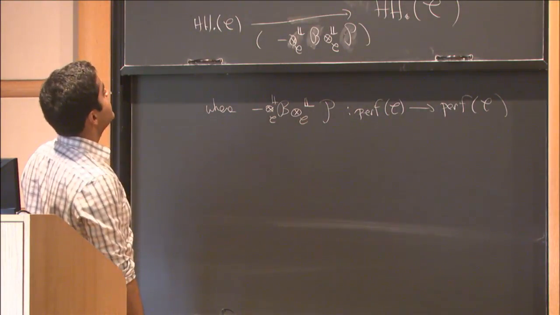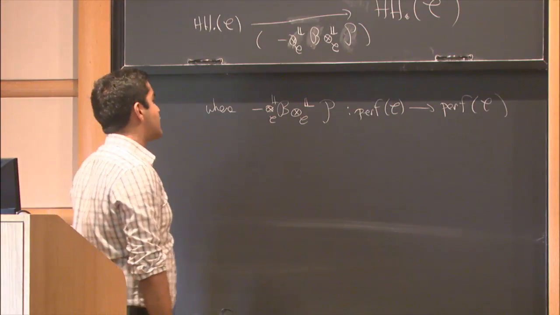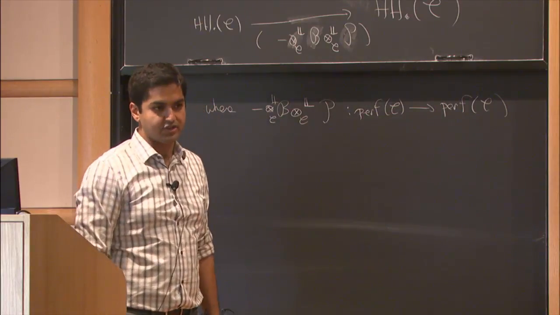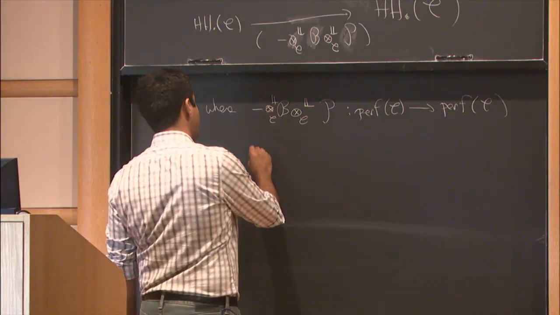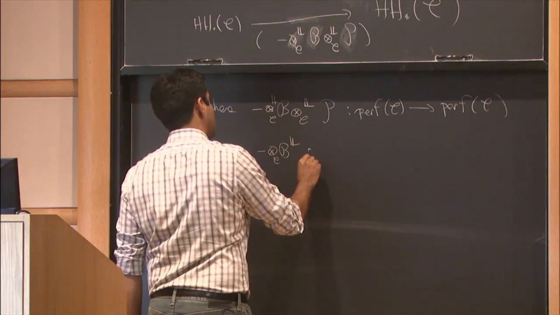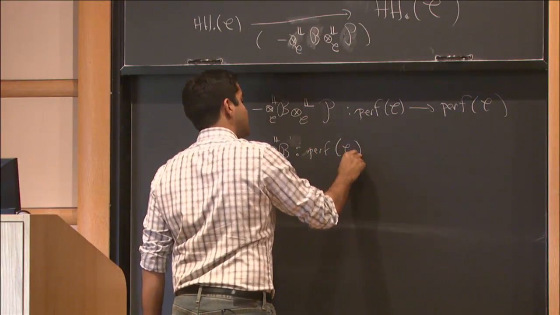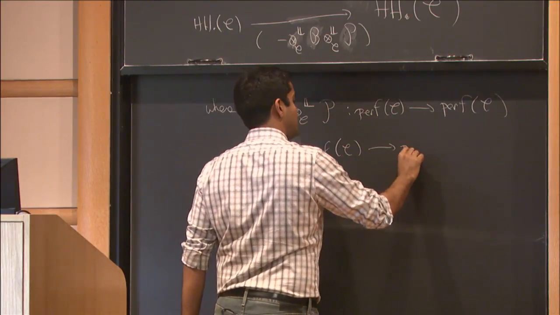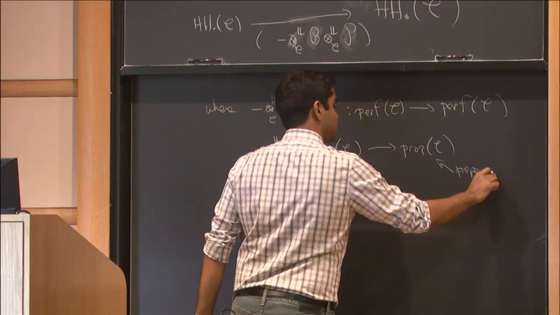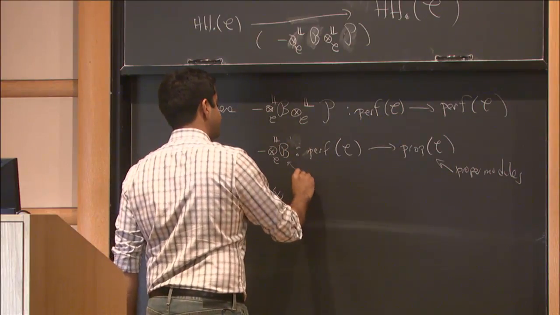So composing with B, B is proper, that's all we know. So B goes from perf to prop, sorry. Composing with B goes from perf C to what I'll call prop C. This is proper modules. And because B is proper.